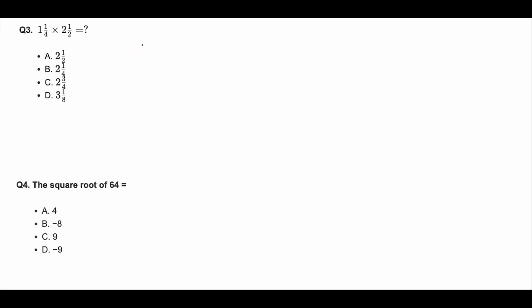So for question 3, we want to multiply these two mixed numbers. The best thing we could do is take something like 1 1/4 and write it as an improper fraction. The trick is that you want to multiply 4 times 1, and then add the numerator to that product. So you have plus 1, and then it's going to be over the original denominator 4. If you work that out, 4 times 1 is 4, plus 1 is 5, so you get 5/4.